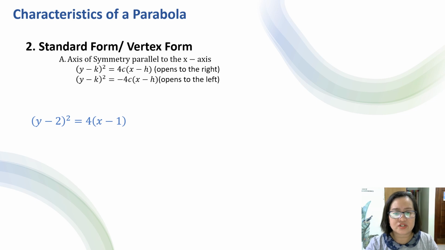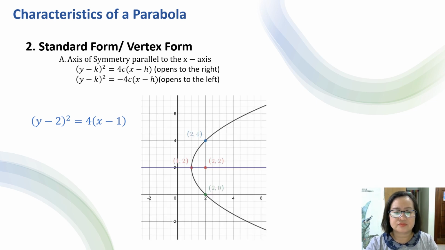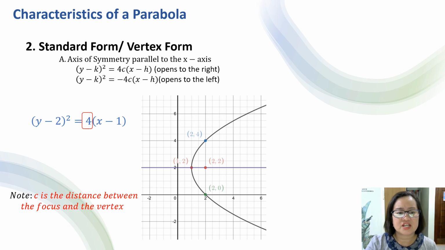To tell whether the parabola opens to the right or to the left, we check on the value of c. We can also determine whether it opens to the right or to the left using the graph. But what if we do not have the graph yet? How can we determine whether it opens to the right or to the left? Take a look at the value before the quantity of the linear term. In this case, we have 4.